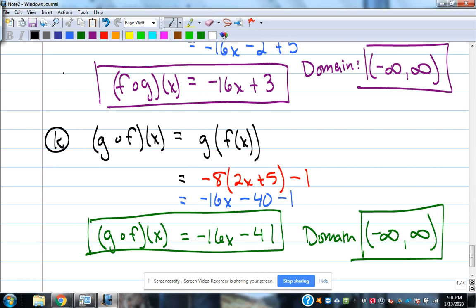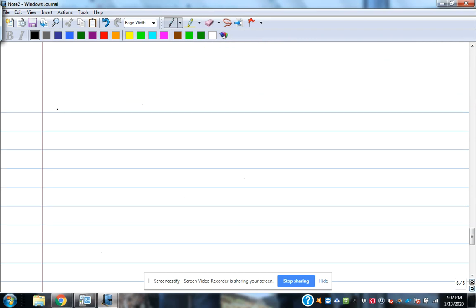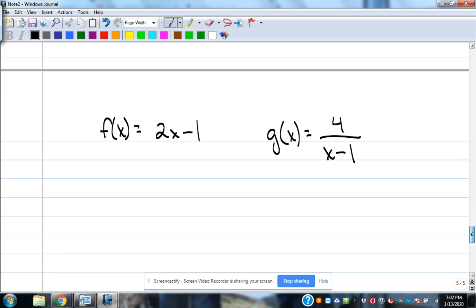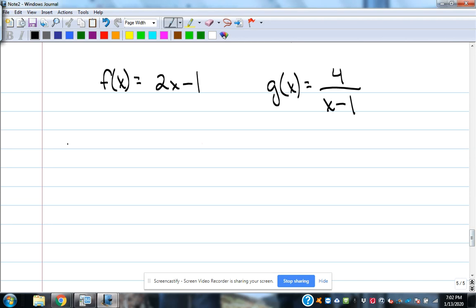Let's get a little more difficult here. Let's take f of x as 2x minus 1, and then let's take g of x as 4 over x minus 1. Okay, what are we on? F. Let's do f composed with g of x.